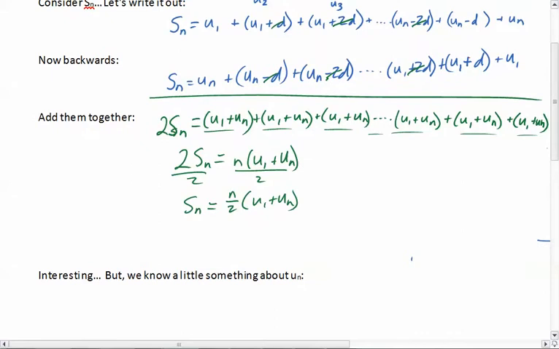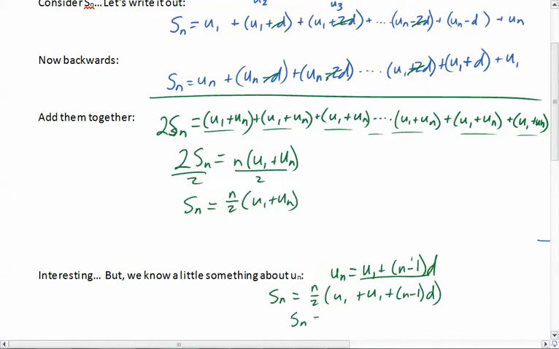But we learned something a little bit about UN in our last little unit. So UN, as we know, is equal to U1 plus n minus 1 times d. And if I take this and I substitute for UN, I now have that Sn equals n over 2 times U1 plus U1 plus n minus 1 times d. So I just took the UN and I replaced it with this. And so now we've got Sn equals n over 2 times 2U1 plus n minus 1 d.